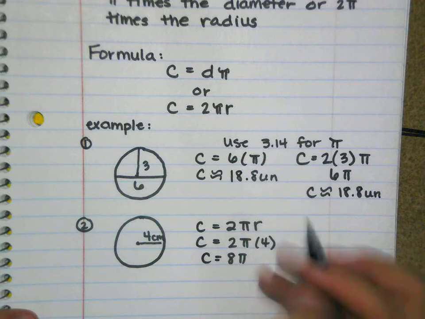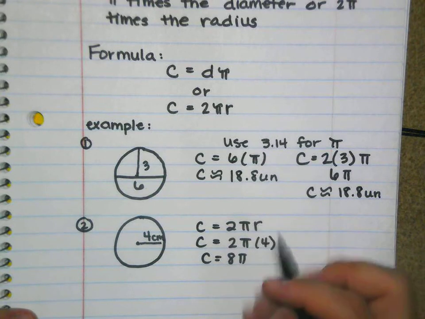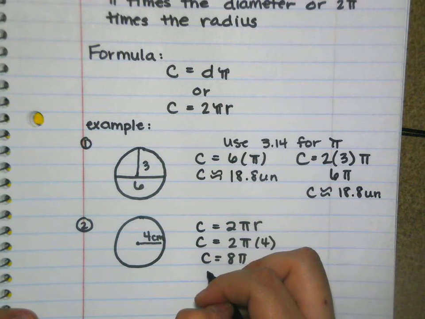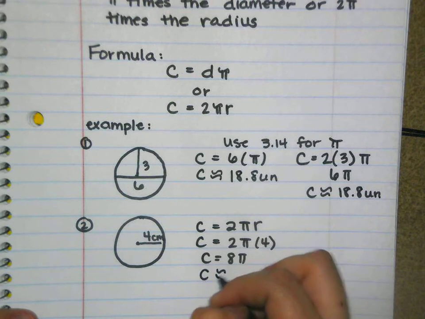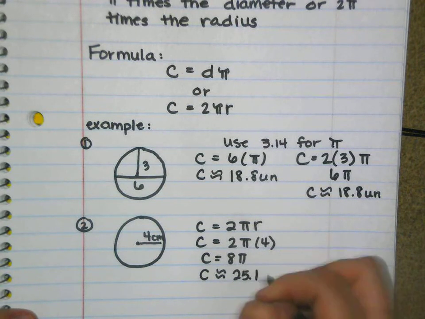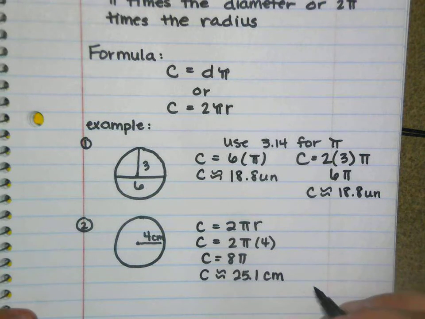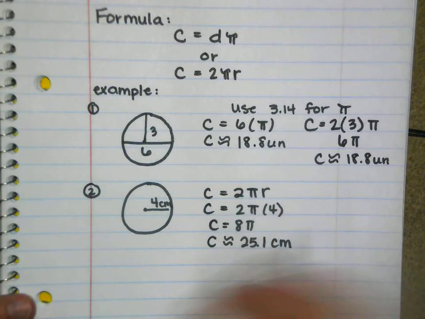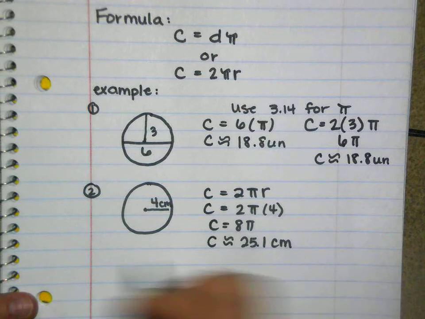So circumference is 8 pi. We're going to use 3.14 for pi. And when we multiply that out, circumference, because we're rounding, we'll use wavy lines, is approximately 25.1 centimeters. Again, just centimeters, not squared, because it's perimeter, which is circumference for circles.